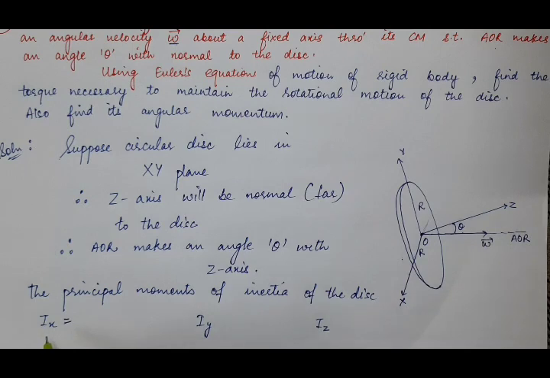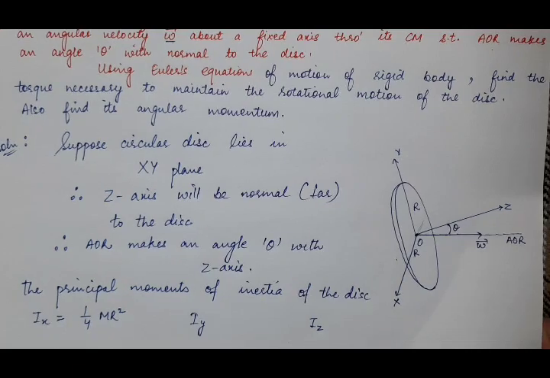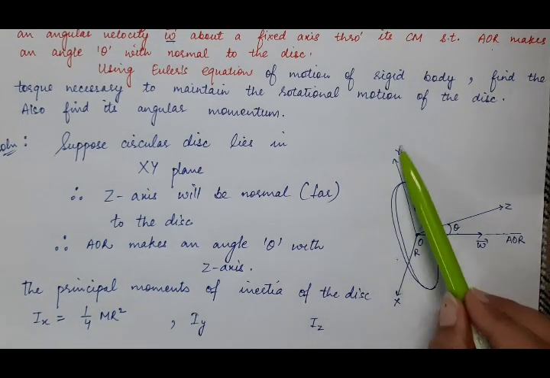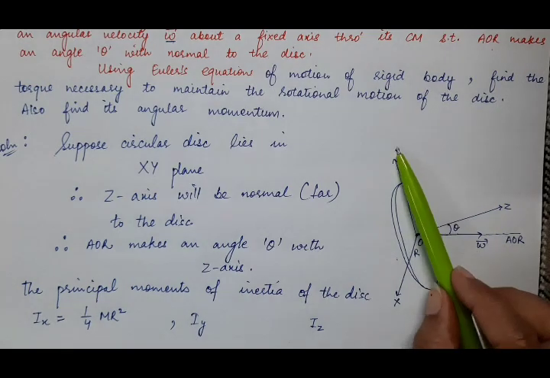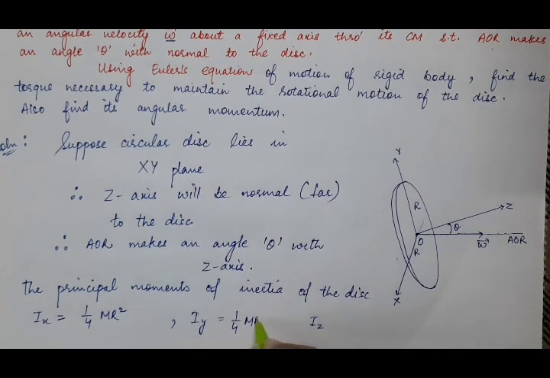So Ix is, in that case, the moment of inertia about one of the diameters of the circular disc. It is equal to 1/4 mr square. I have written it down directly. And similarly Iy, it is also in the direction of one of its diameters. So again Iy will be 1/4 mr square.